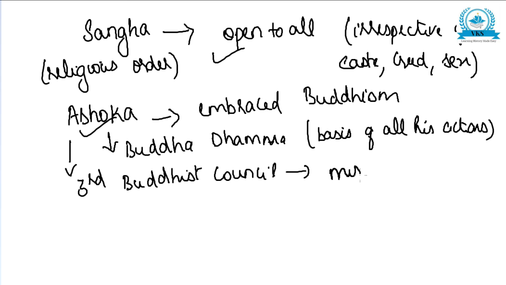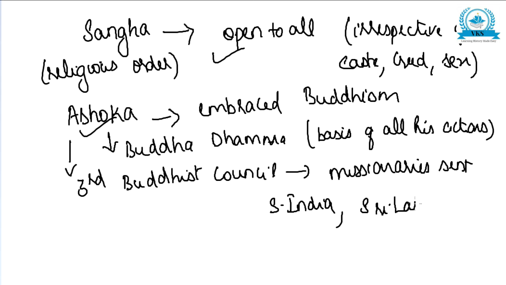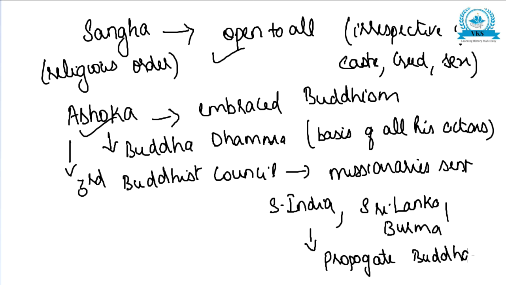Missionaries were sent not only to South India, but even to Sri Lanka, Burma, and other countries to propagate Buddhism. So Buddhism was spread to these places where Ashoka sent his missionaries, and that also increased the spread of Buddhism in different parts of the world.